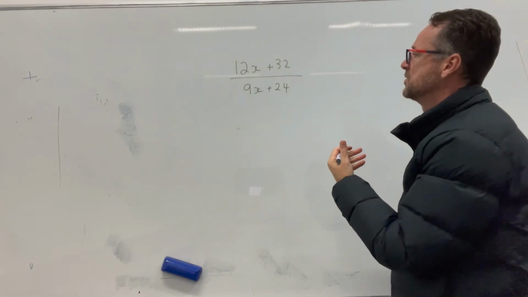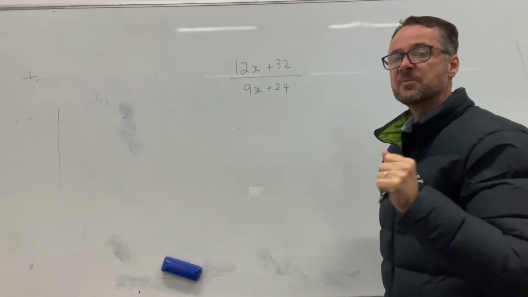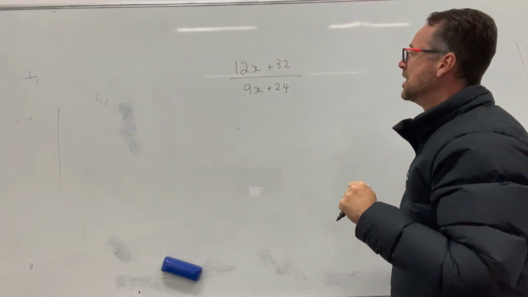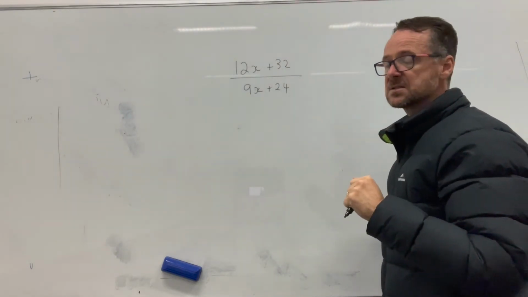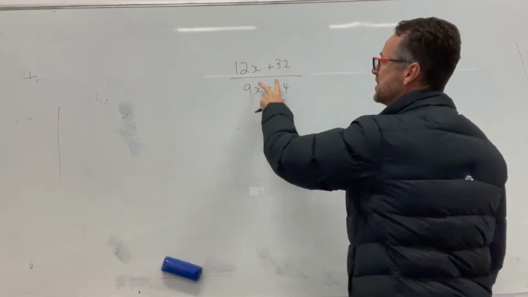We want to cancel in order to solve this. But we can't cancel because we've got this addition. We have to have multiplication in order to cancel. So what we're looking for here is to factorise. So we're looking for something that is common to both of these expressions.